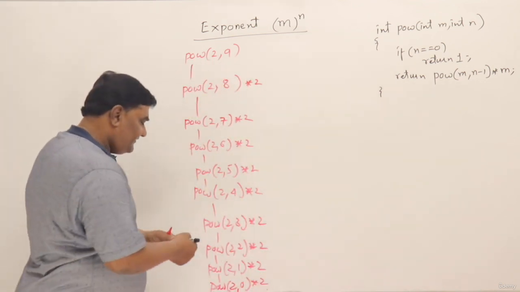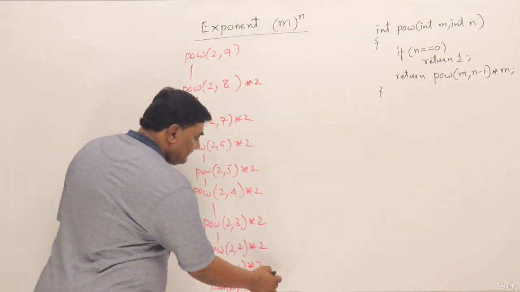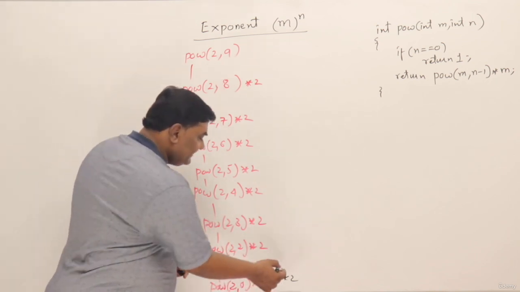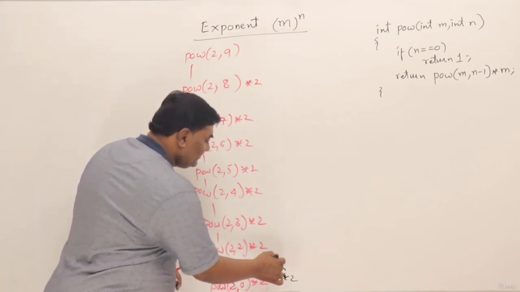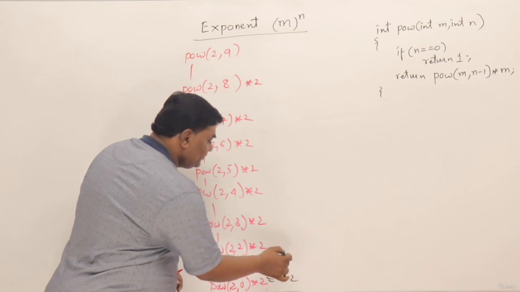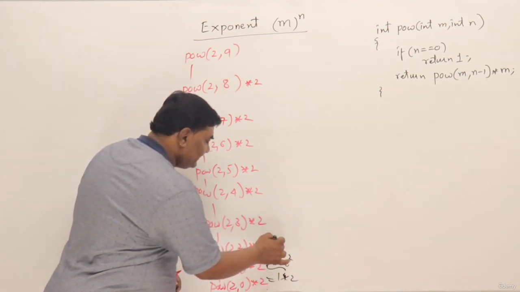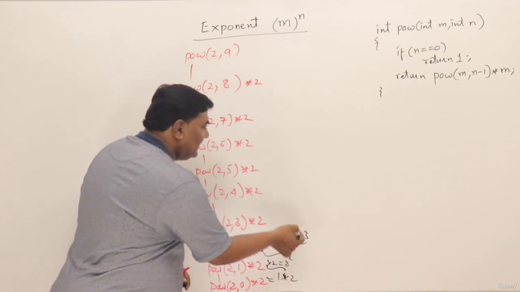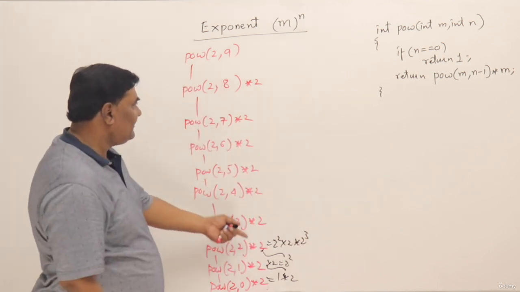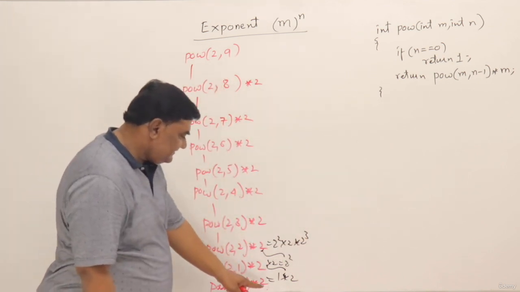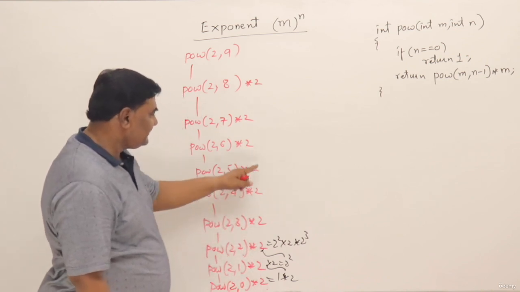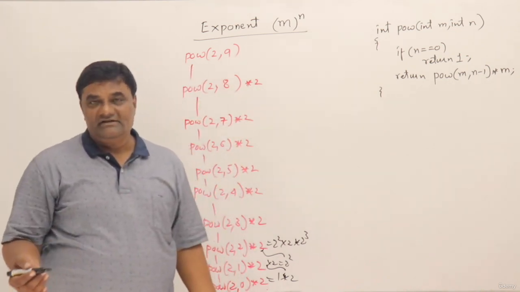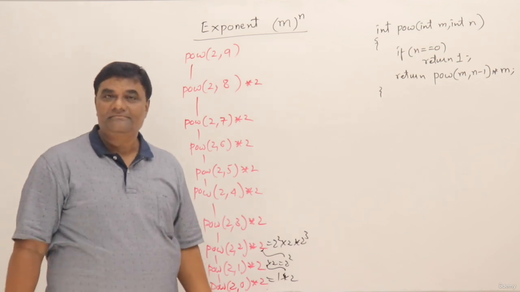So this will be 1 multiplied by 2. The result is 2, and it returns here and is multiplied by 2. Again it is 2 square. The 2 square returns here and is multiplied by 2, so this becomes 2 cube, and so on. I don't have to work this out fully. You can see 1, 2, 3, 4, 5, 6, 7, 8, 9. So 2 is multiplied 9 times, and the result is 2 power 9.